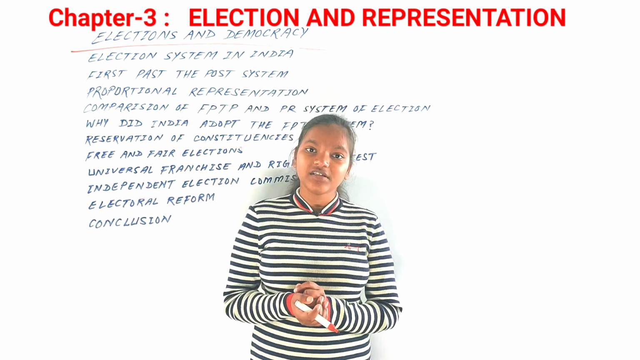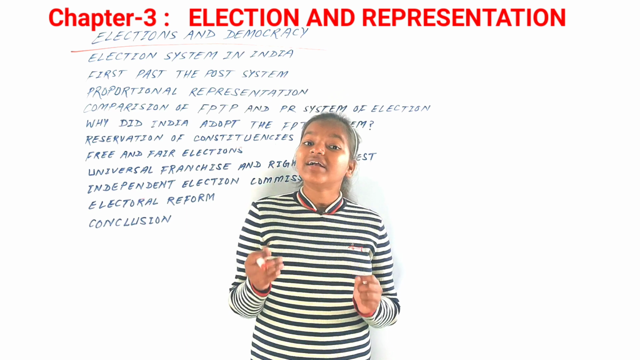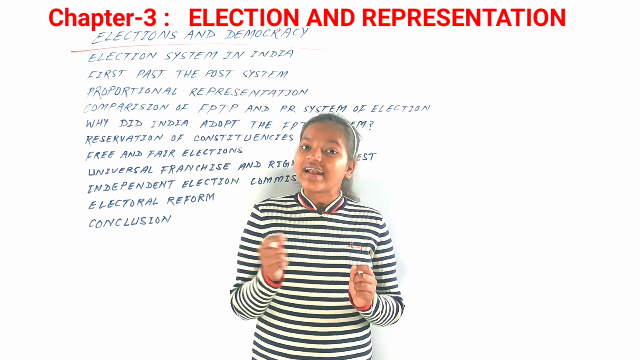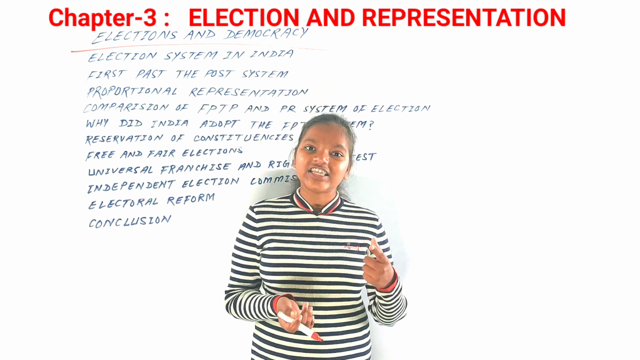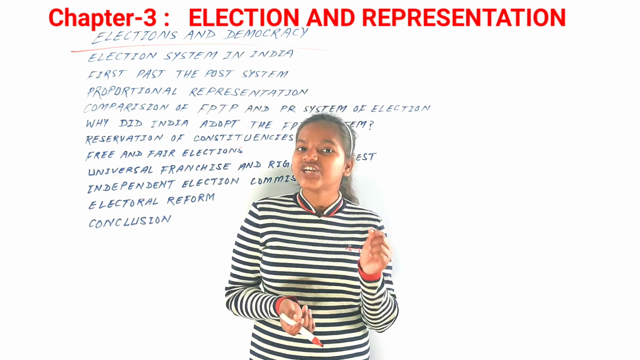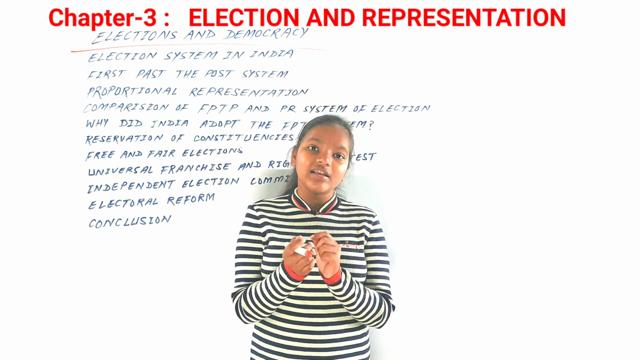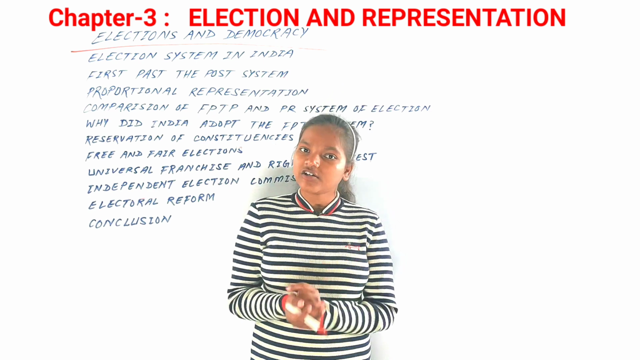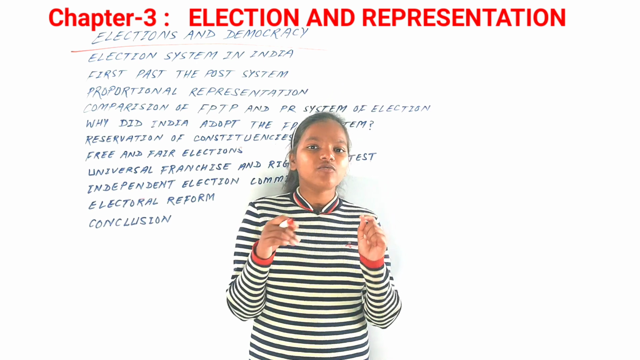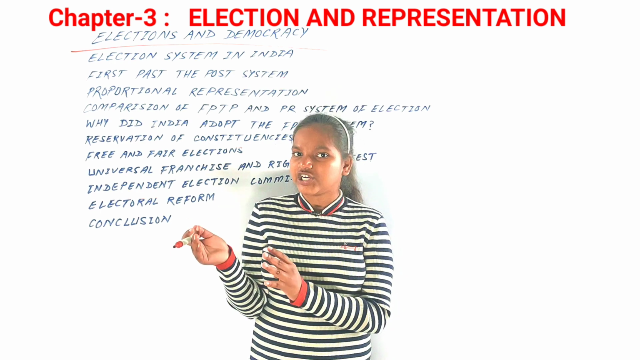For example, if you take China, elections are held there also, but that is one-party rule. That is not a democratic way. But in any democratic country like India or the US, you will see that elections are held properly. So we can say that a democracy can never be without elections, but elections can be held without democracy as well. That is the relation between democracy and elections.